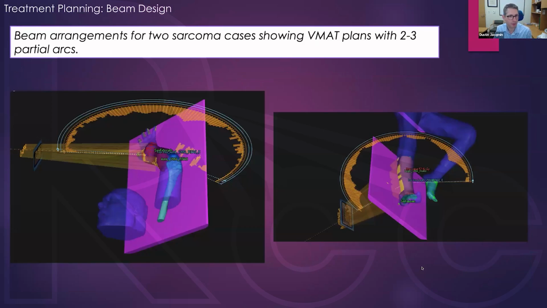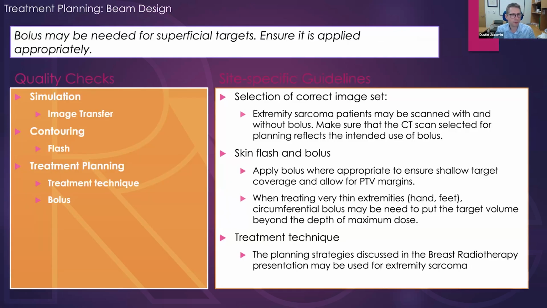Here are two examples of beam arrangements for sarcoma cases, both of which are using partial arcs and avoiding some contralateral anatomy. So you can see here we're avoiding the contralateral foot on one side and the head on the other side. Just a quick note about bolus. Everything that you learned about bolus and applying bolus and VMAT for breast planning will also apply to extremity sarcoma.